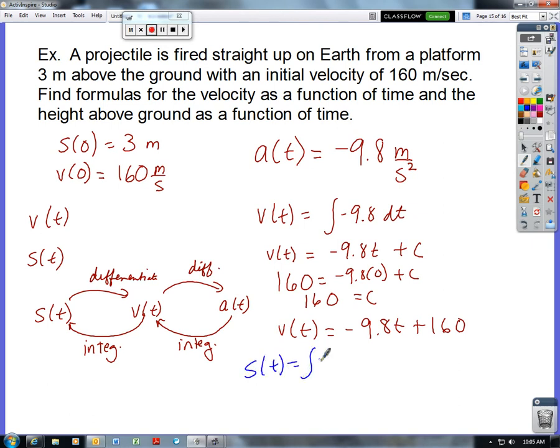So the integral of negative 9.8t plus 160 dt, I'm running out of space, so I'll try to write smaller. That's going to be negative 9.8t squared over 2, which puts it at negative 4.9t squared, plus 160t plus c. And s sub 0 is 3. If you plug in 0 for your t's, you'll see that c will equal 3. So I'm just going to take a shortcut since I'm running low on space here. That means I can plug 3 back in for c and get my position function.